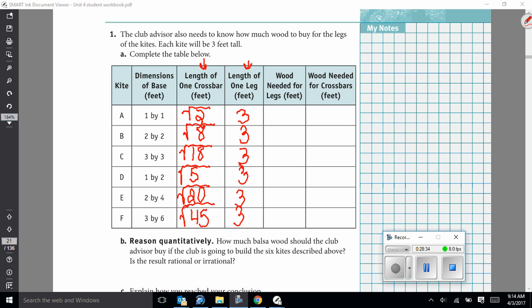So we have 4 of them, right? So to get this, we'll multiply. And then what about the crossbars? How many crossbars did our kite have? It had 4 pairs, right? So 4 pairs, or a total of 8. So I need this 8 times, right?